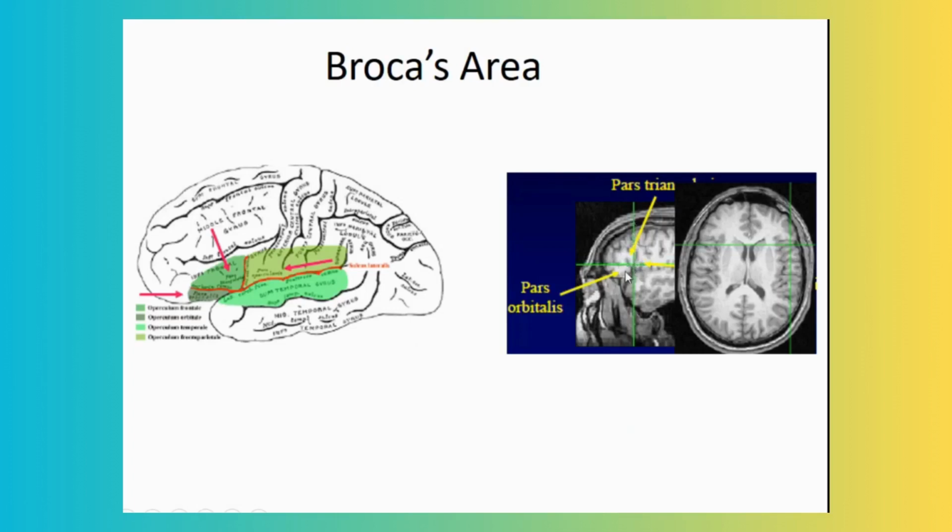The part anterior inferior is pars orbitalis, anterior superior is pars triangularis, and posterior superior is pars opercularis. So Broca's area is comprised of pars opercularis and pars triangularis. So this is the Broca's area basically. Here you can see pars opercularis, pars triangularis. This is Broca's area, which is a motor language area, a word forming area.